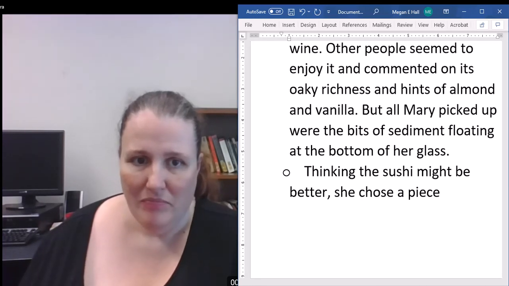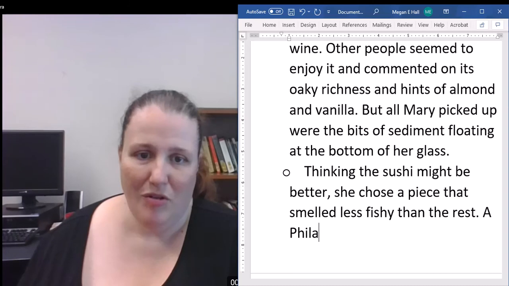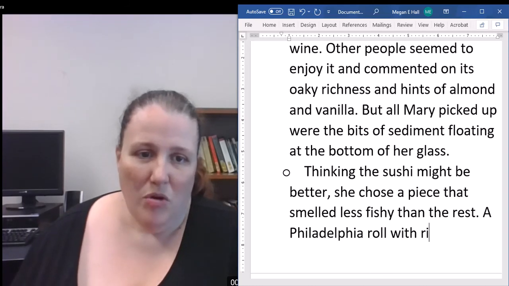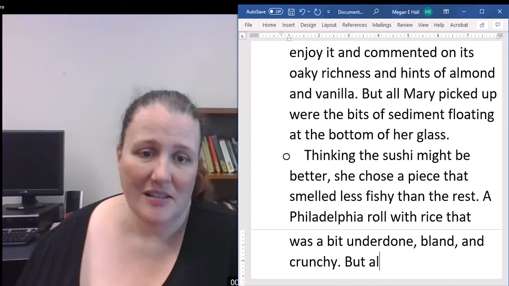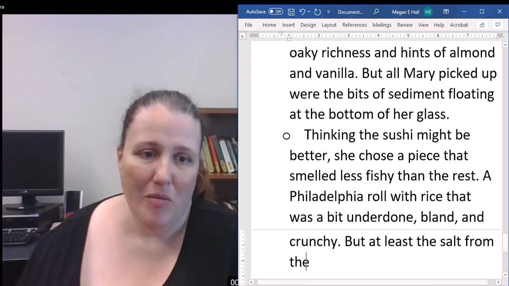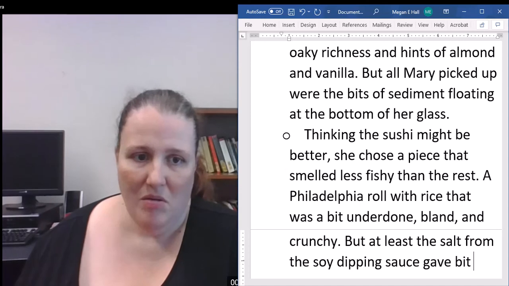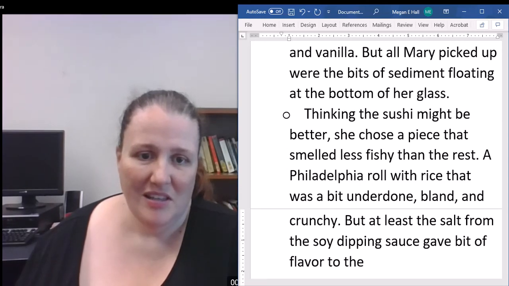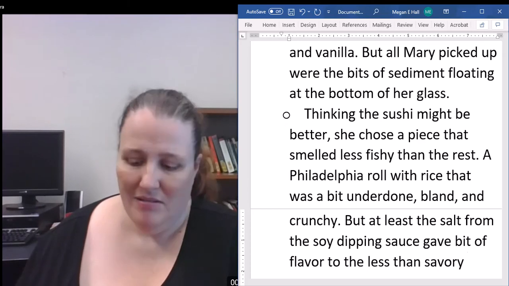What was it going to have in it that smelled less fishy than the rest? Philadelphia roll with rice that was a bit underdone, bland and crunchy, but at least the salt from the soy sauce gave a bit of flavor to the less than savory piece. I don't know. But there we go.